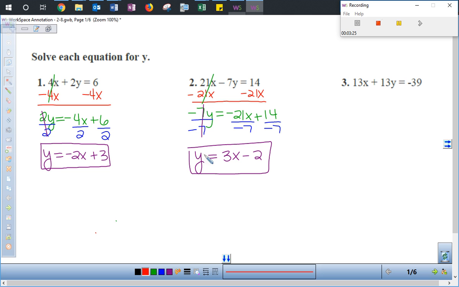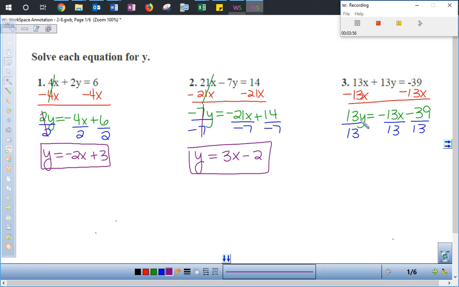So on number 3, again, we want to subtract that 13x first from each side. And we are left with a positive 13y equals, the term with the x goes first, so negative 13x minus 39. Then we divide each side, or each term, by 13.